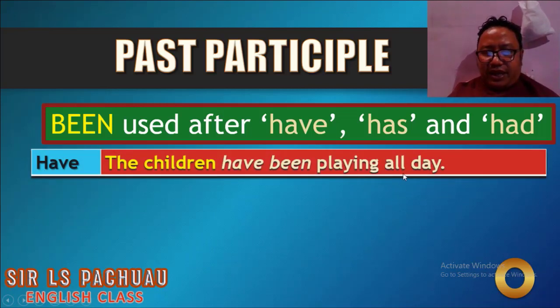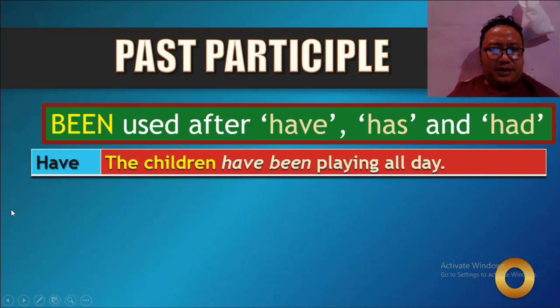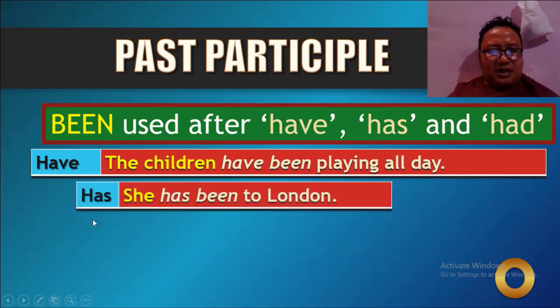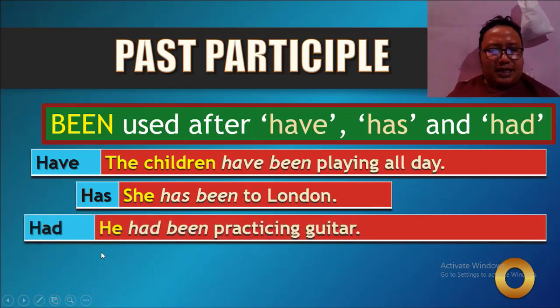Right. So here, have. The children have been playing all day. Why have? Why not has? Because children is a plural subject. Understand? So here we are using have. What about has? She has been to London. We cannot say she have been. She has been to London. And had: He had been practicing guitar. Here also we have had before this been.